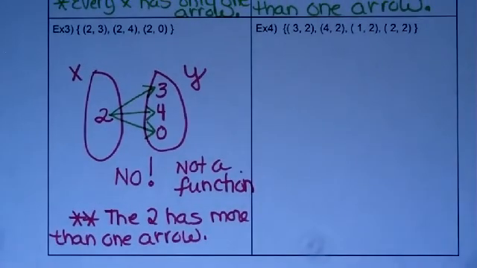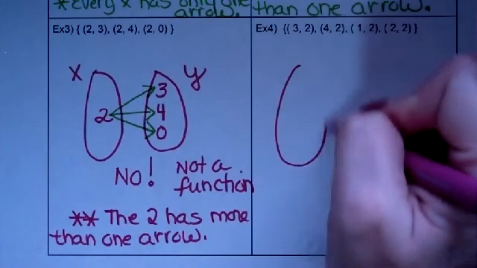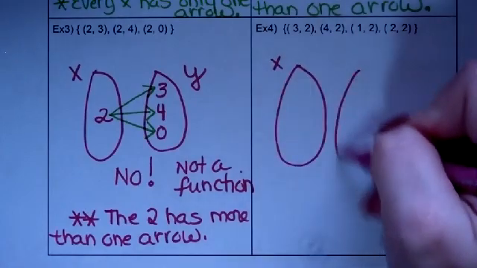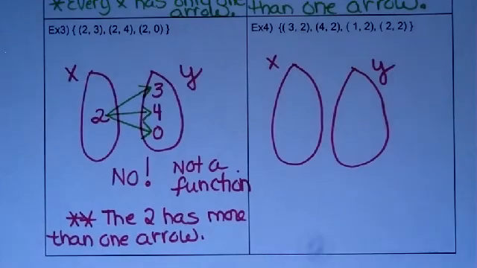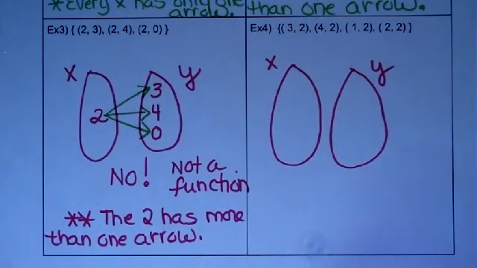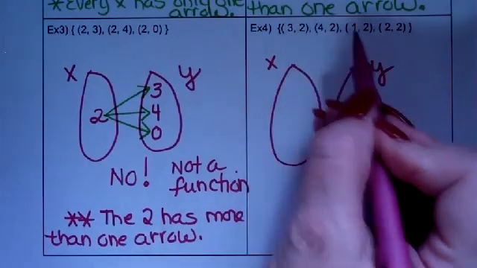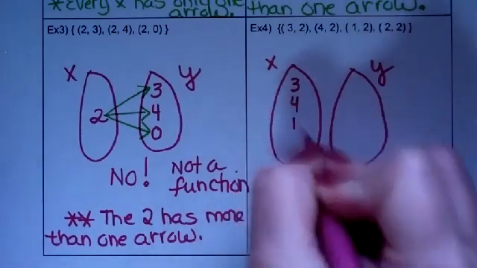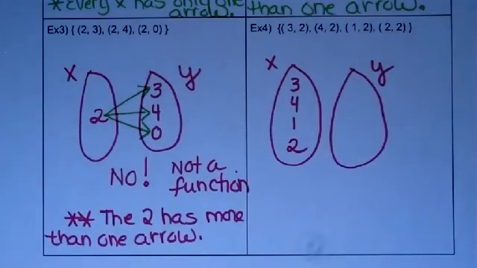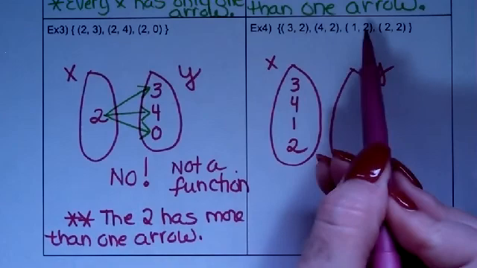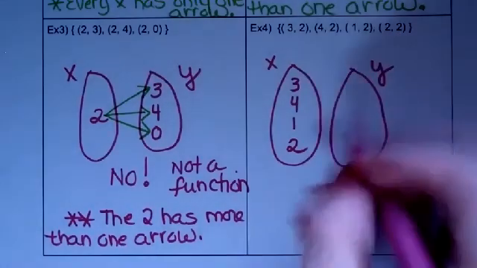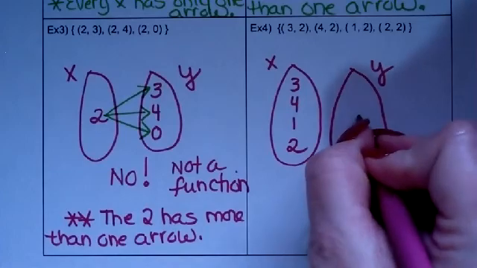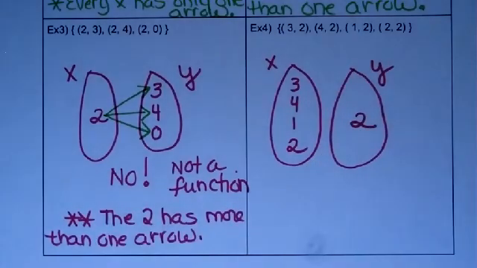This is kind of the reverse of this. So again, I have my ordered pairs right here. And I'm going to make my X bubble. And I'm going to make my Y bubble. Now, if I look at my X numbers, I said 3, 4, 1, and 2. Now, let's put all the different Y values in the Y bubble. But wait, I see 2, 2, 2, 2. They're all the same. Am I going to write the 2 4 times? Absolutely not. I'm only going to write it once because I don't write repeated numbers.